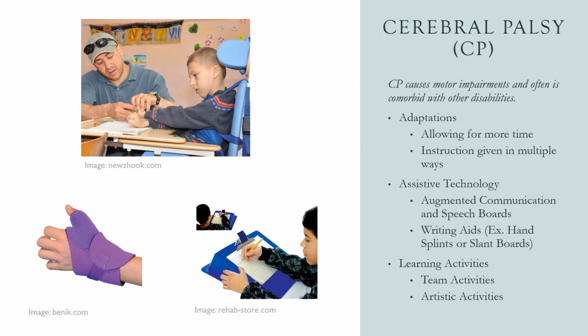There are many ways to adapt the classroom for children with cerebral palsy. Perhaps the simplest yet most impactful is to allow for more time to learn new skills, understand new concepts, and to communicate. Teachers can also give instruction in multiple ways, such as written, visual, and oral. Assistive technologies that aid children with CP include augmented communication devices, such as speech boards. Writing aids like hand splints or slant boards are also helpful when writing and completing other fine motor activities.